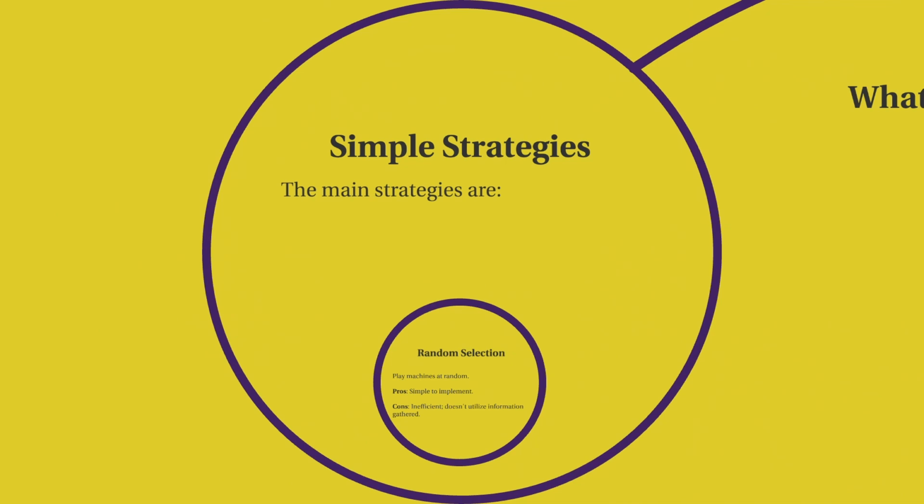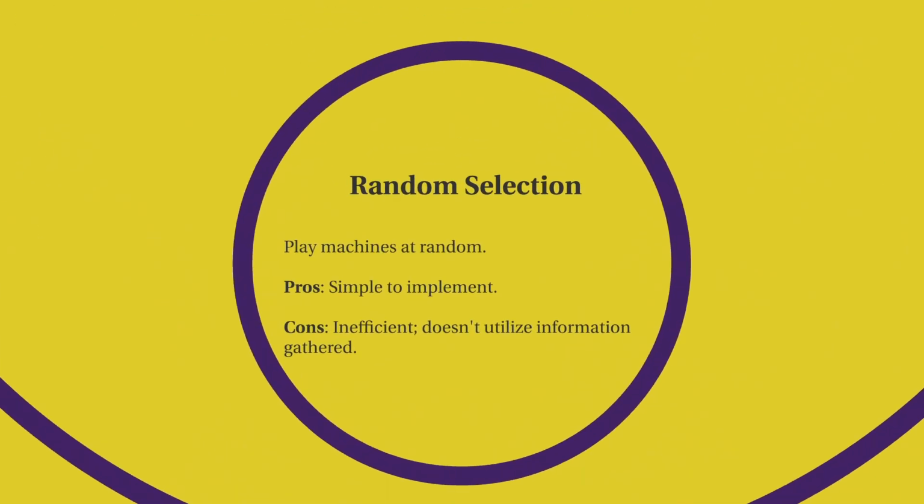Now, how do we do it? There are a lot of different strategies. I'm going to show you three simple ones that are the most common ones. So the most basic is random selection.